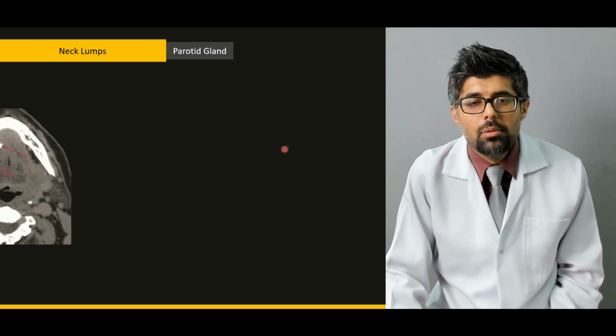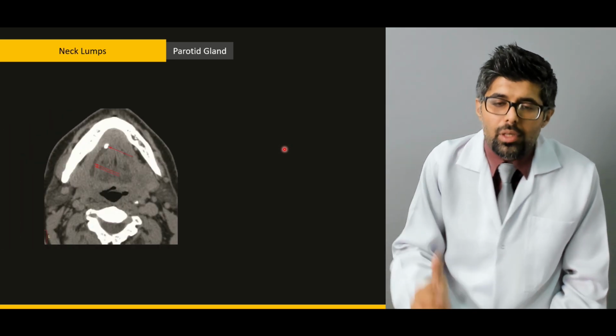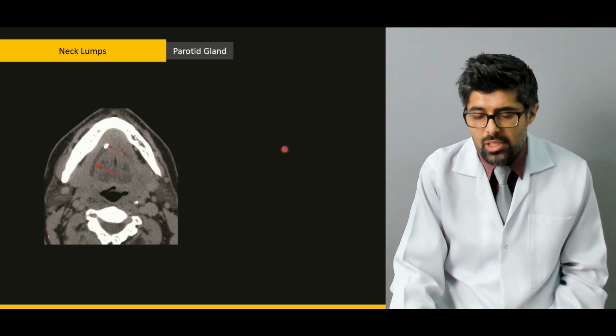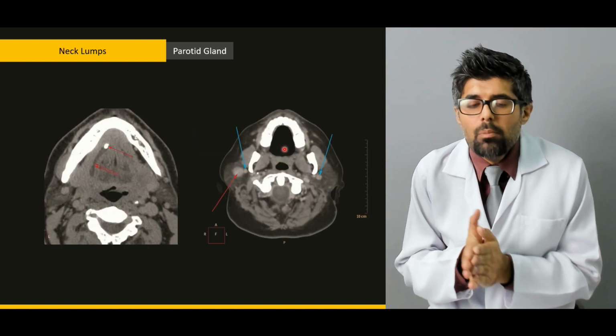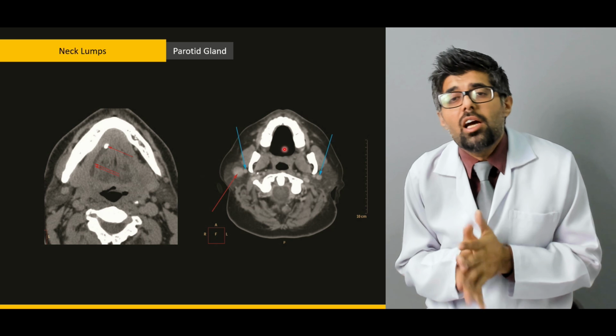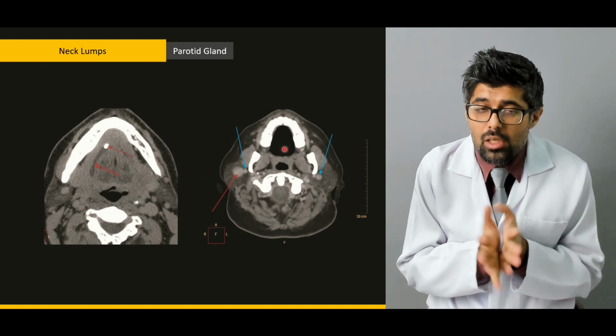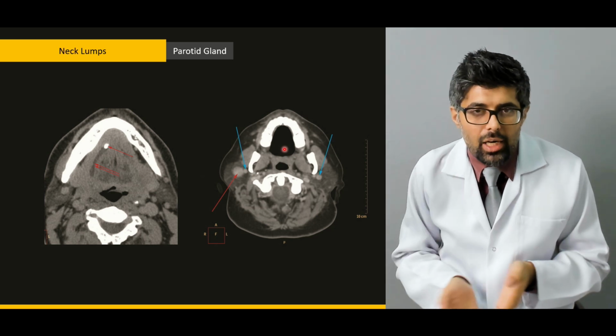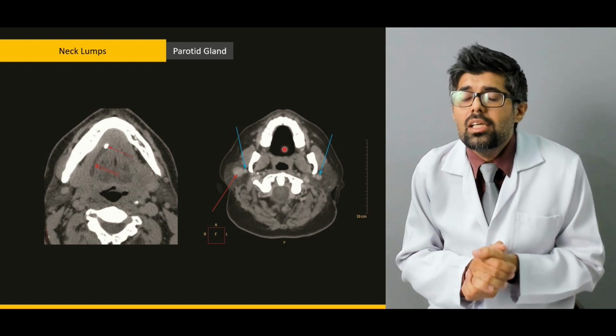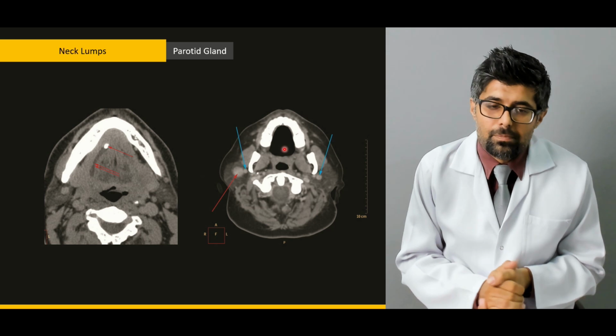Next one is the parotid gland. Now, parotid gland is one of the salivary glands. There are three salivary glands in our body. We have the parotid gland, the submandibular gland, and the submaxillary gland.